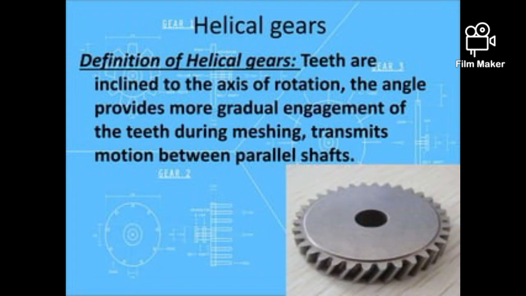The next type of gear is helical gears. The definition for helical gears: teeth are inclined to the axis of rotation. The angle provides more gradual engagement of the teeth during meshing, and transmits motion between two parallel shafts.